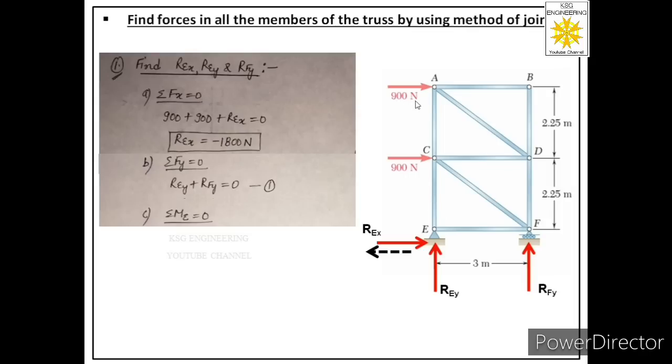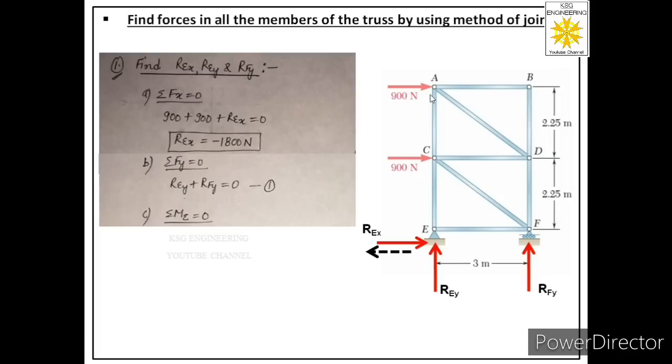For the 900 Newton force acting at joint A, this is the line of action and this is the moment center. So we will drop a perpendicular from the moment center onto the line of action of the 900 Newton force acting at joint A. Then that perpendicular distance will be equal to 4.5 meters. So the magnitude of the moment generated by the 900 Newton force acting at joint A about joint E will be equal to 900 into 4.5.